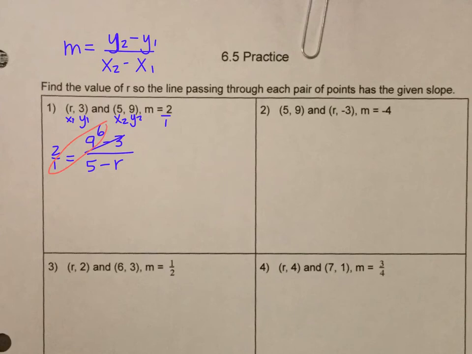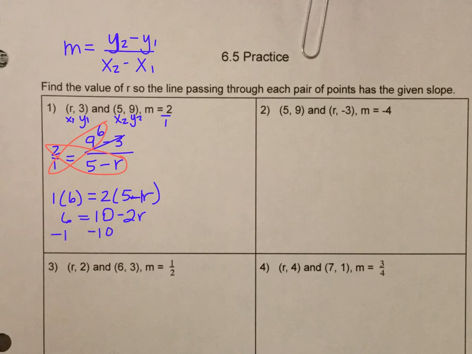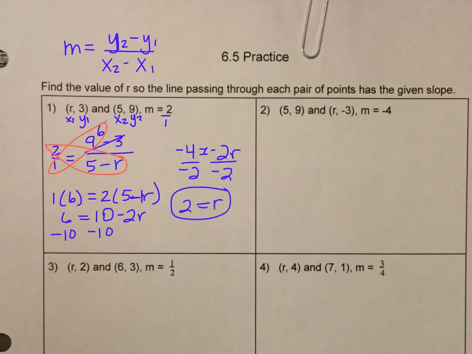Cross multiplication time. That leaves me with 1 times 6 equals 2 times 5 minus r, or a 1r. 1 times 6 is 6. That would be 10 minus 2r. I'm going to subtract 10. I end up with negative 4 equals negative 2r. Divide by negative 2. R is a 2.